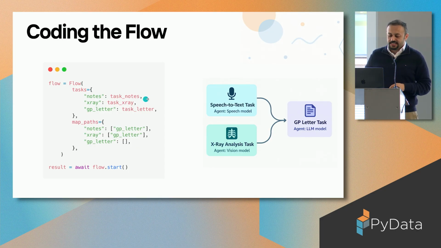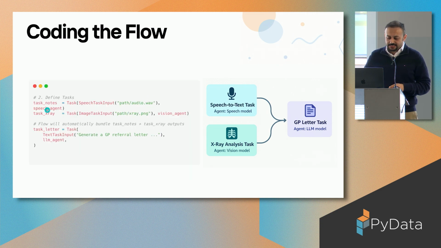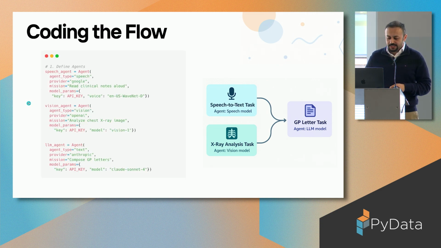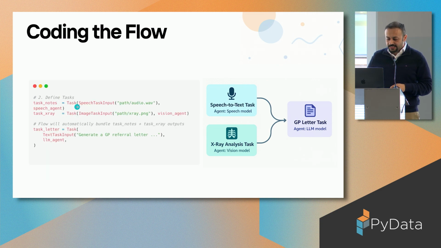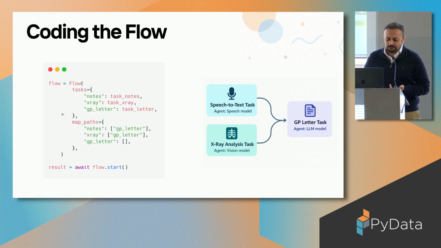So you give each task a name. So this is the task. We built the agents at the beginning. We assign the agent to a task. For example, the vision agent is assigned to this task. Then we start to orchestrate things. So we tell the notes step it's going to go to the GP letter. The X-ray step is going to go to the GP letter. Then the GP letter is the final step, it doesn't go anywhere. Then it's going to help you generate a graph like this. This is the high-level idea of how you can build the flows.